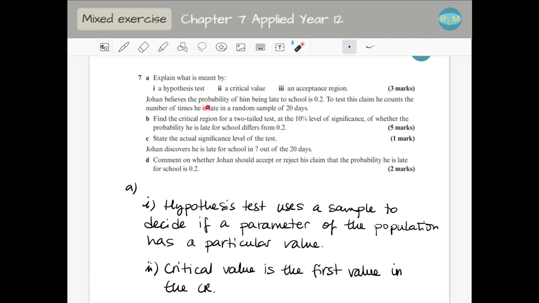Johan believes the probability of him being late to school is 0.2. To test his claim, he counts the number of times he's late on a random sample of 20 days. So this is our n. Find the critical region for a two-tailed test, 10% significance level, and whether the probability that he is late for school differs from 0.2.